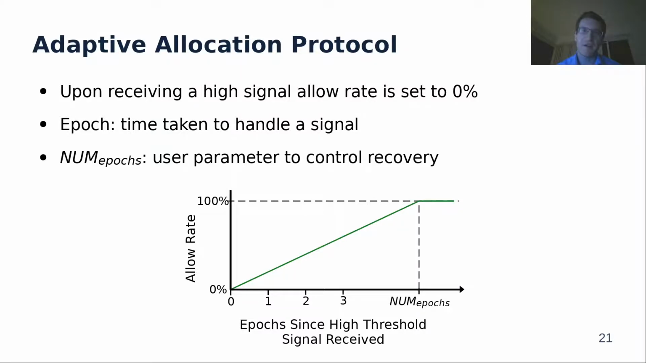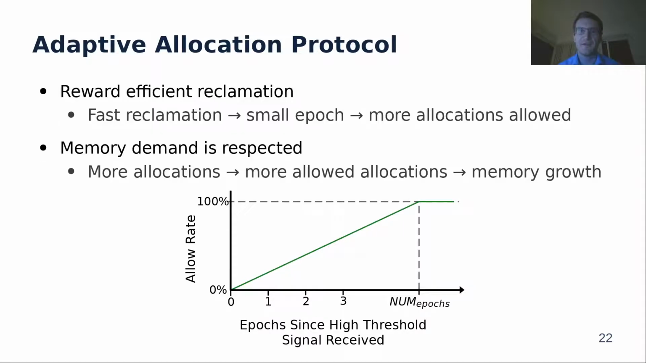We define an epoch as the time taken to handle a signal, or in other words, the time taken to reclaim and return memory. The user then specifies the number of epochs that must elapse for the allow rate to fully recover back to 100%. This has two important properties. First, it rewards efficient reclamation. Faster signal handling results in smaller epoch times, which leads to a higher allow rate and more memory growth. It is safe to grow these applications as they have shown to promptly return memory back when necessary.